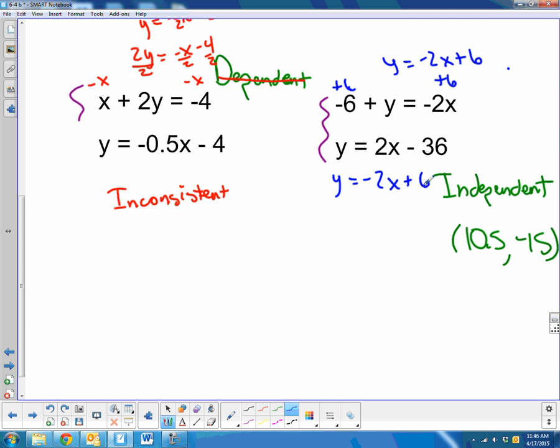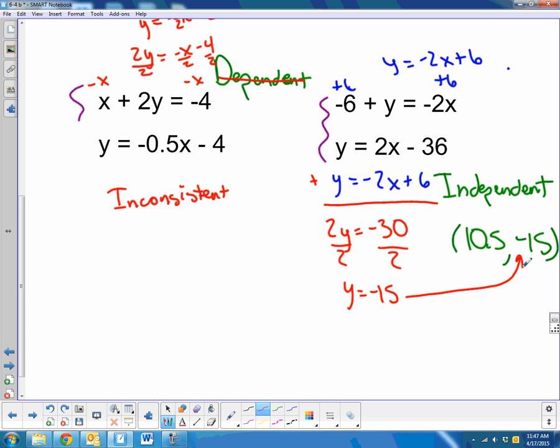I'm going to use process of elimination. So I'm going to add. I'm going to say, well, y plus y is 2y. 2x minus 2x, that's no x's. And negative 36 plus 6 is going to give me negative 30. Divide both sides by 2. You get that y equals negative 15. Perfect. That was the answer over there. So far, so good. So y equals negative 15.